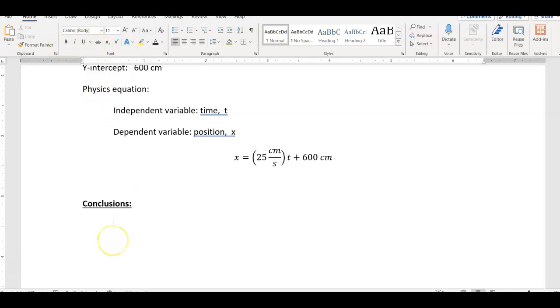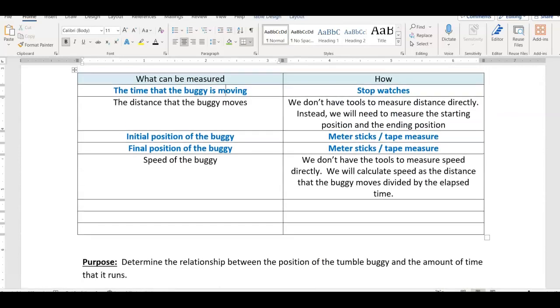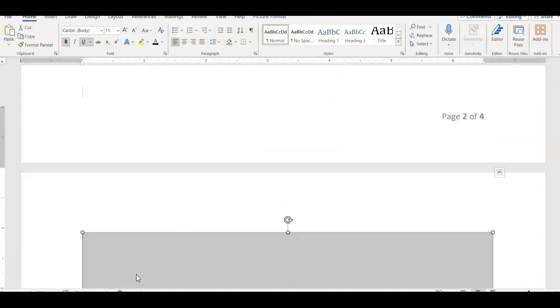Okay, so I'm typing a tab to indent my paragraph, and the first paragraph needs to say something about the purpose of the lab. So the purpose of this lab was, and the objective of this lab was actually given on the first page. It's right here. It says determine the relationship between the position of the tumble buggy and the amount of time that it runs. Hey, I can just copy that down here.